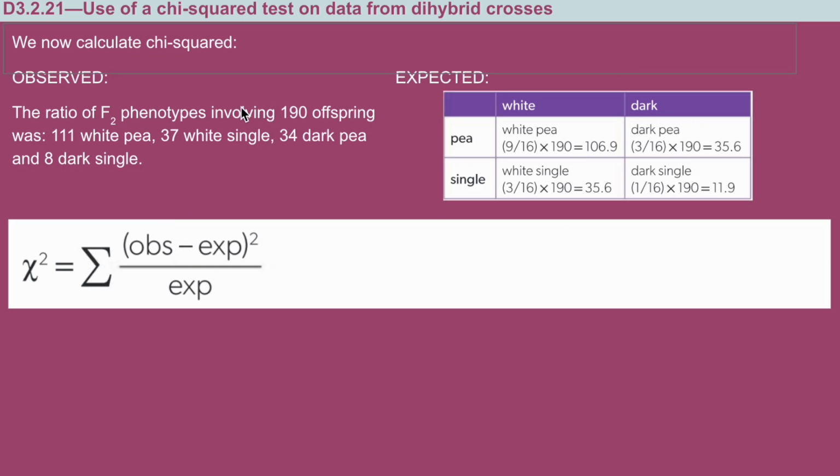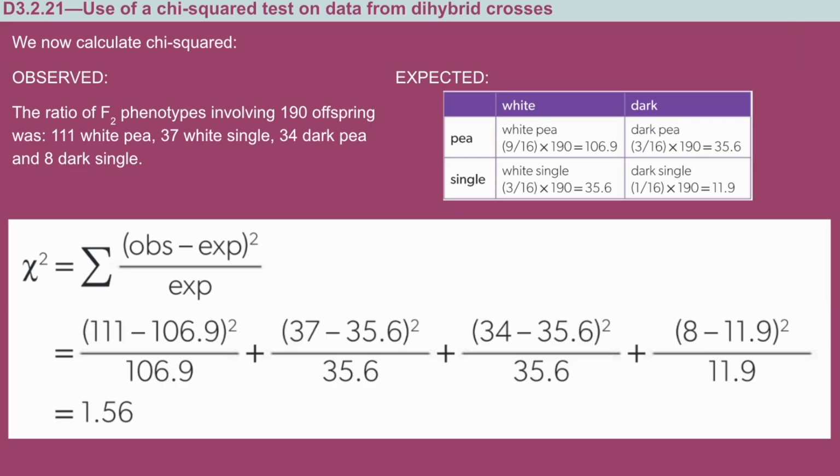So we're going to take the observed, in this case, 111 white pea. We're going to subtract the expected, which was 106.9. We're then going to square that value, then divide it by that expected value again. And we're going to do that for each of these four sets and add them all up. It'll look like this. Then our chi-squared value, indicated by this capital X shape, which is the Greek letter chi, squared, is 1.56.